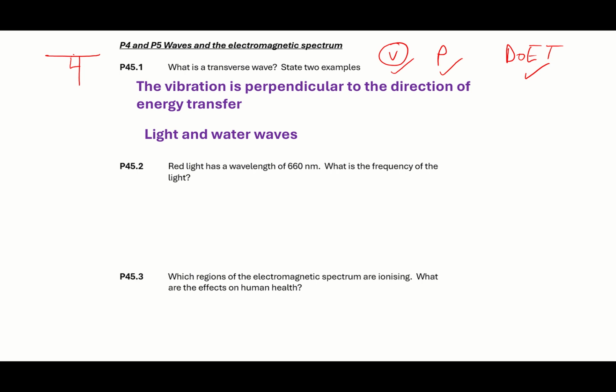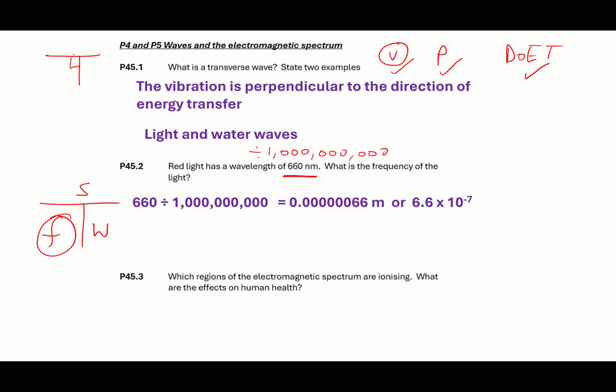Next one, red light has a wave of 660 nanometers. So we're going to have to divide that by 1 billion. And it wants to know the frequency. So foxes stab wolves, and we want frequency F. F equals S over W. So do our unit change first, 6.6 times 10 to the minus 7.